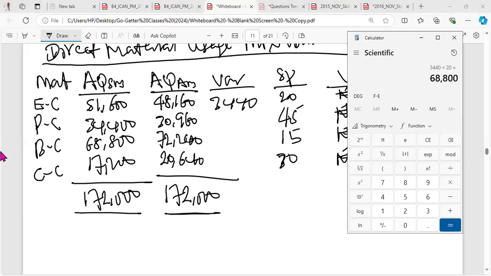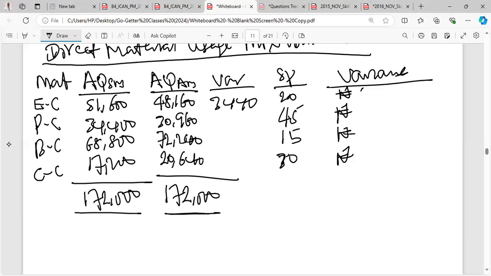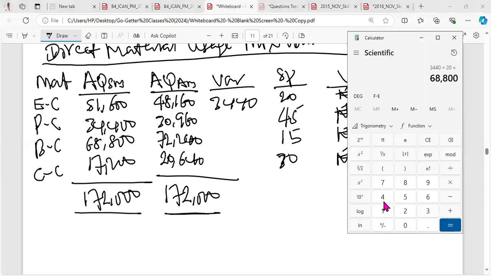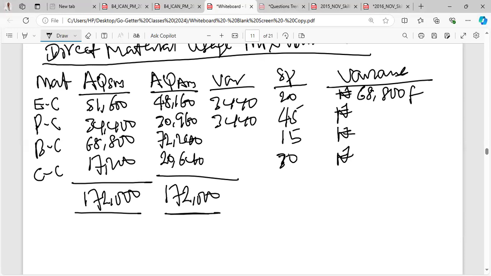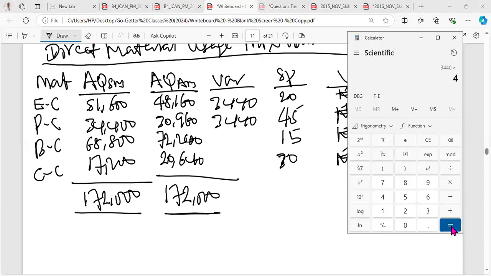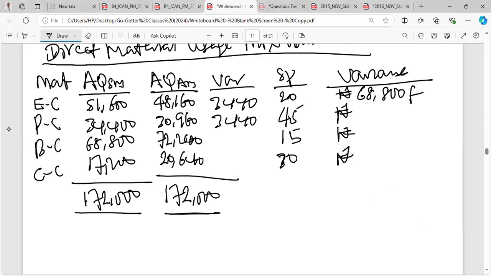68,800 favorable. Okay. The next one is 34,400 minus 30,960. We have 3,440. Now multiply this by 45. You have 154,800. 154,800 favorable.